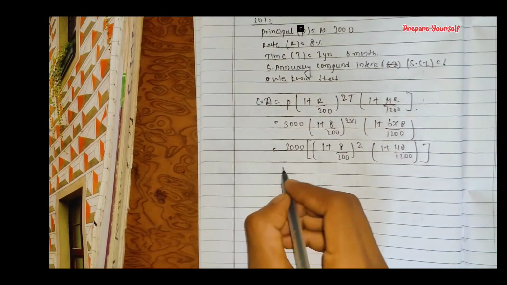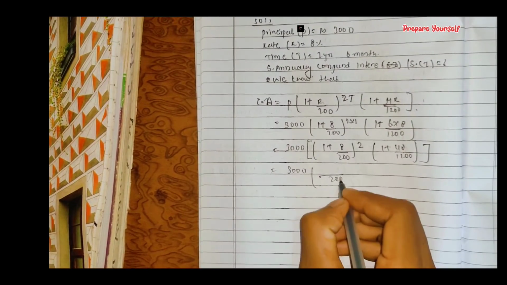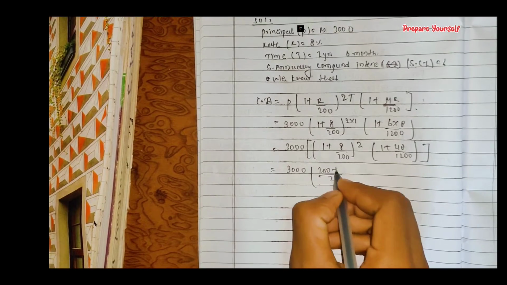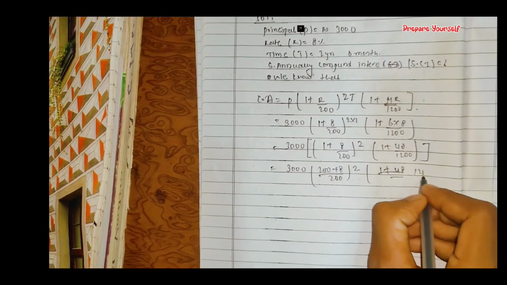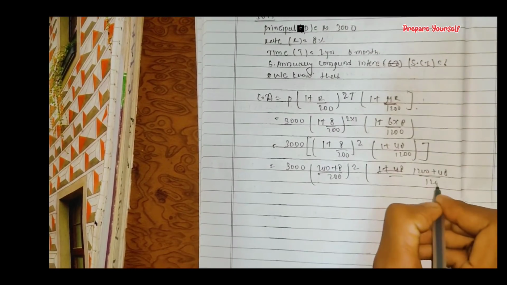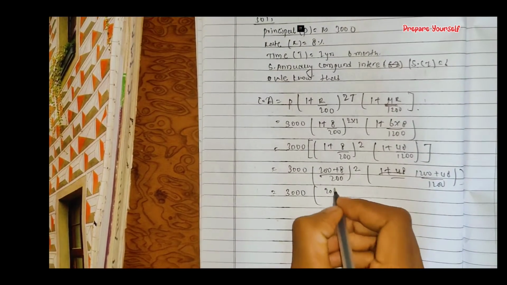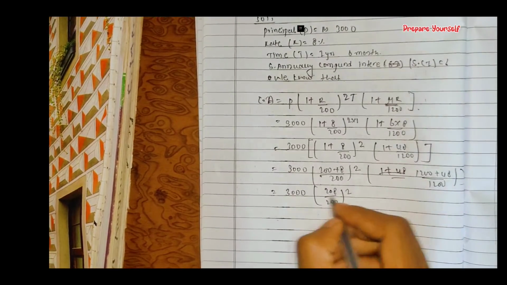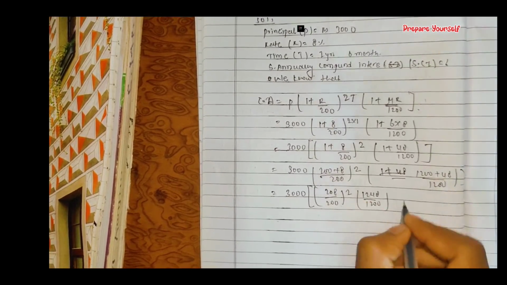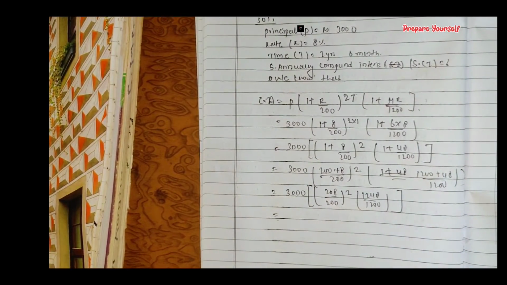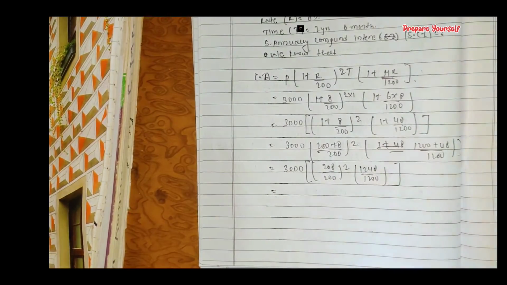Now 3000, when you take the LCM, this will be 200 plus 8, and 1200 plus 48 by 1200. So 3000 into 208 by 200 squared, into 1248 by 1200. Now we'll divide.